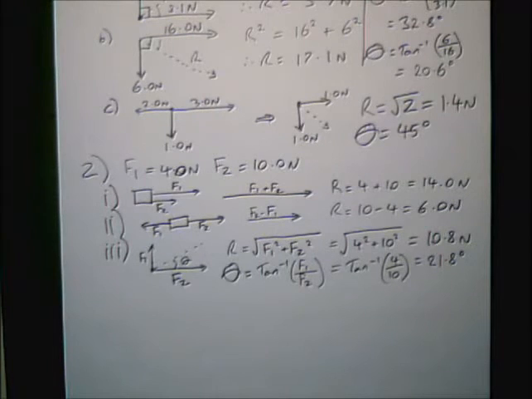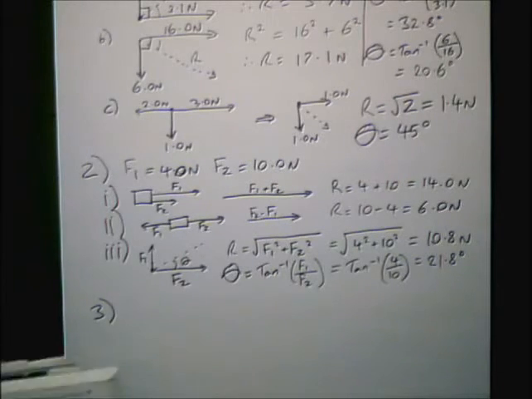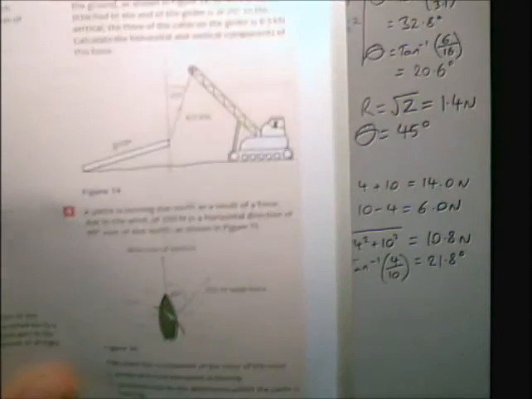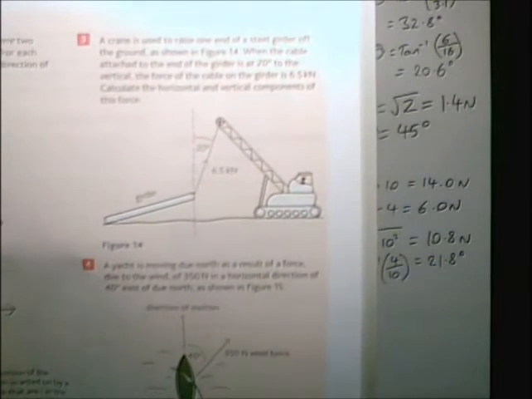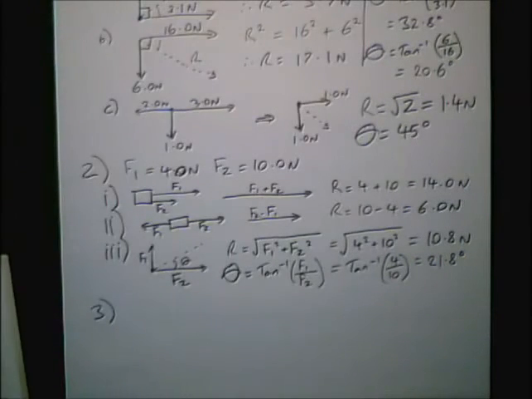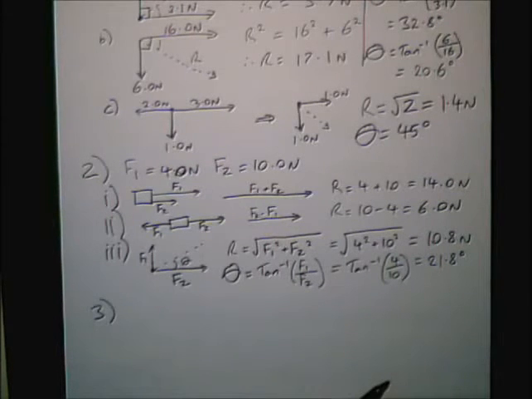Okay, moving on to section 3. A crane is used to raise one end of a steel girder off the ground, as shown in figure 14. Let's see if we can get that in the camera. There we go, figure 14. When the cable attached to the end of the girder is at 20 degrees to the vertical, the force on the cable on the girder is 6.5 kilonewtons. Calculate the horizontal and vertical components of this force.